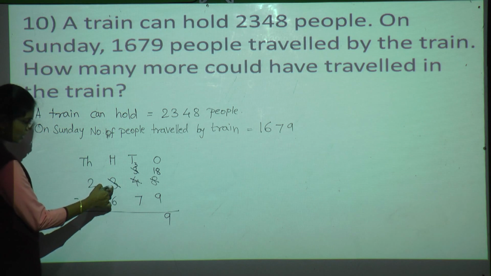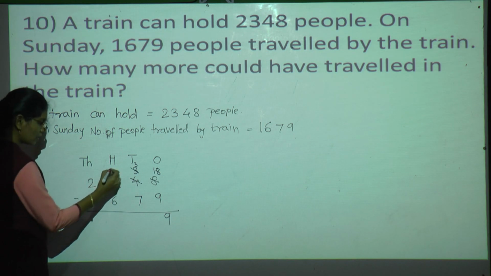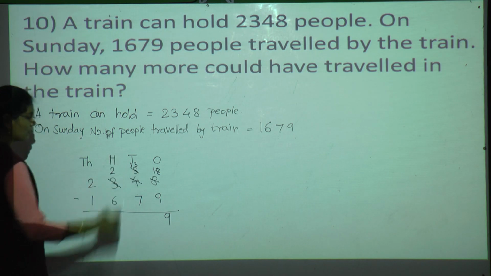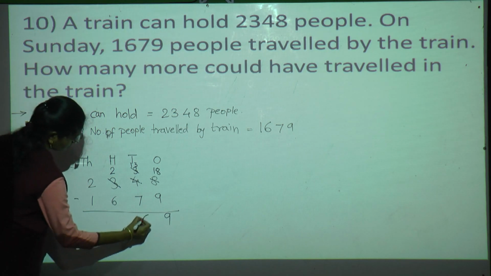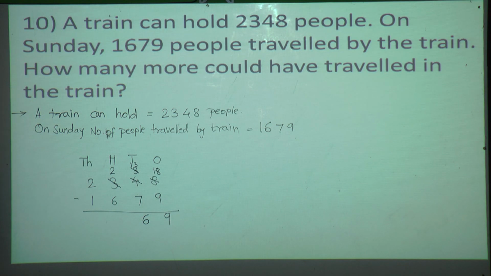Neighbor is having 3 here. So take one borrow from these 3. So here 2 will remain and this 3 will become 13. Okay. Then 13 minus 7. Do the subtraction. 13 minus 7 is equal to 6. So write 6 at tens place.